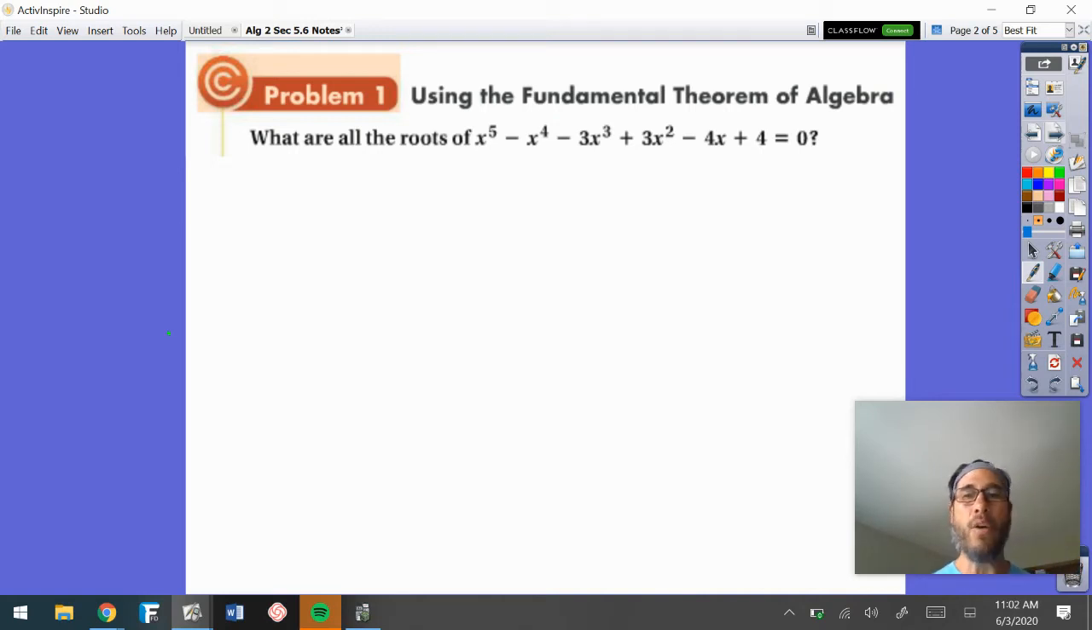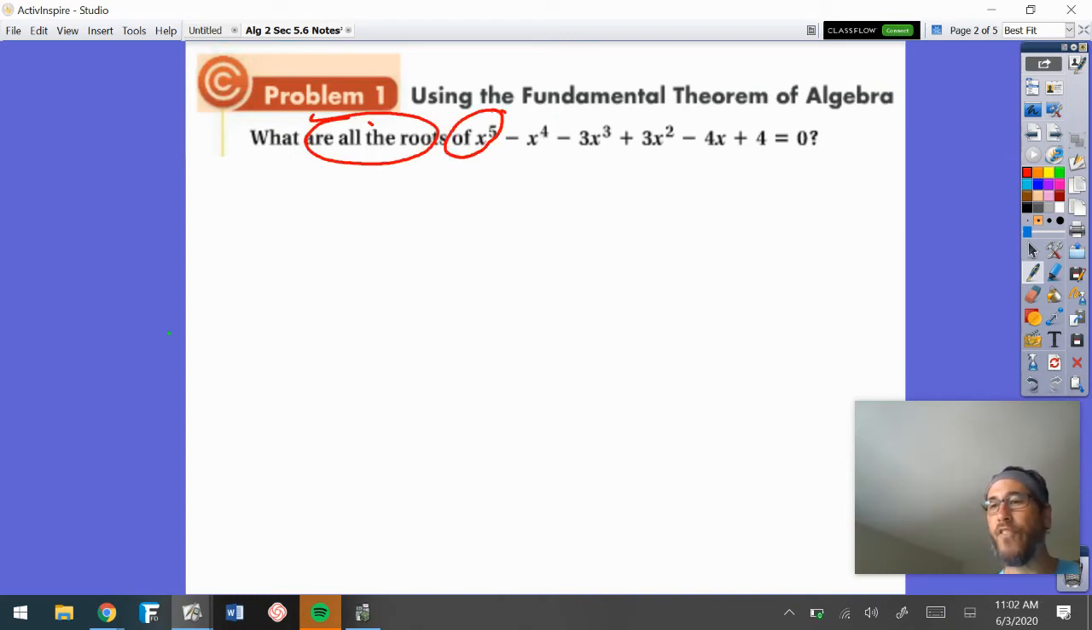Now, what we're going to do is not just find rational roots, we're finding all the roots. So what does that mean? Well, that means we've got to find the rational roots first. And then after we do that, there might be some imaginary roots, because we're finding all of them. So when it says to find all of the roots, and I have an x to the 5th as my first term, guess how many roots I have to find? Five of them.